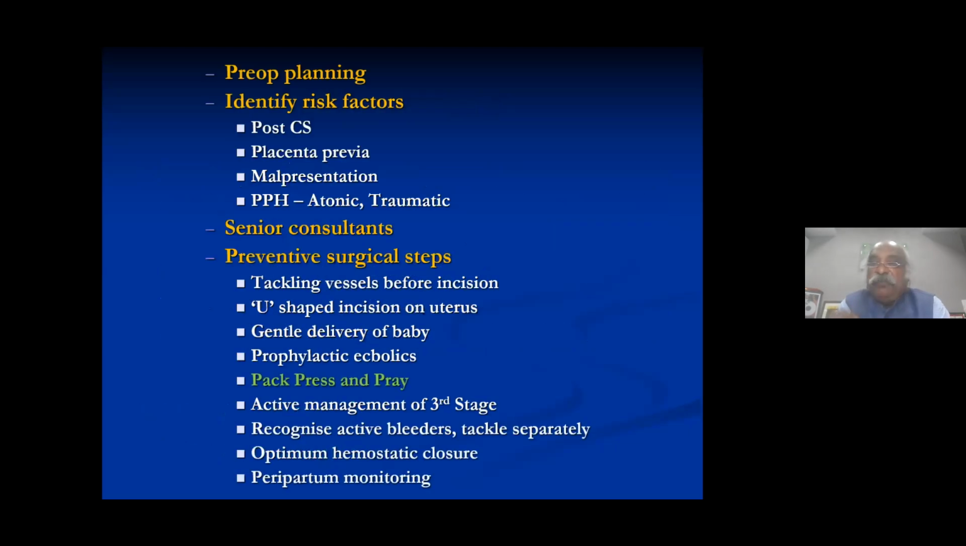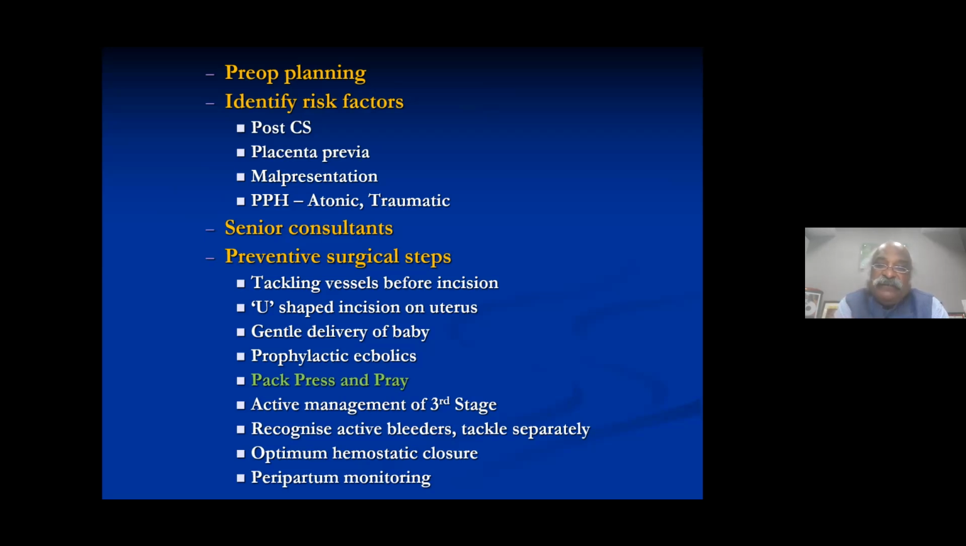So the pre-op planning is important. You must keep your mindset ready that this is a risk case, where a previous cesarean with transverse lie and placenta previa, all risks are there. Identify the risk factors of post-cesarean, placenta previa, malpresentation. So PPH, both atonic and traumatic, can be there. So ask for help. A senior consultant should be asked for.